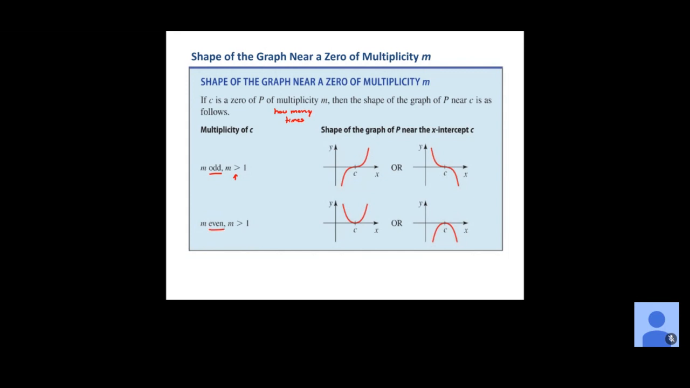However, if m is even, so if it happens 2 times or 4 times or 6 times, again with m being greater than 1, then it's going to bounce. And that's the case that we just looked at where 0 happened 2 times. That's an even number of times, and so our graph had to bounce at that c value at 0. And then notice it could bounce from the bottom also. So if you're coming in from that direction instead, and it has an even multiplicity, happens an even number of times, then it's going to bounce the other direction instead.